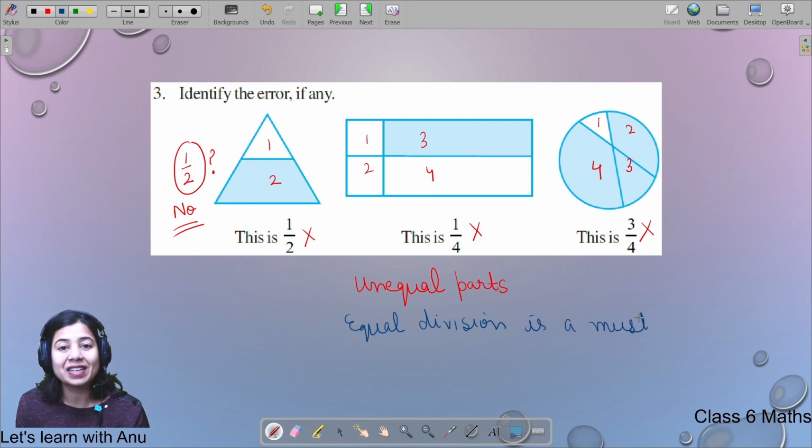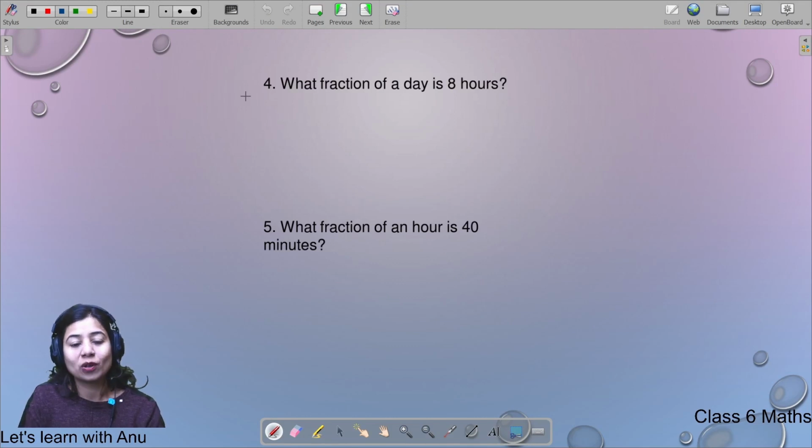I hope everyone is clear about it, class. So we need to divide the figure into equal parts. Then only we can apply fractions. Moving ahead. Let's solve question number 4.